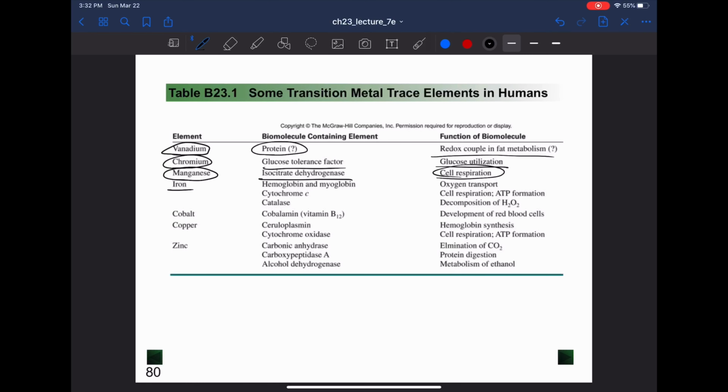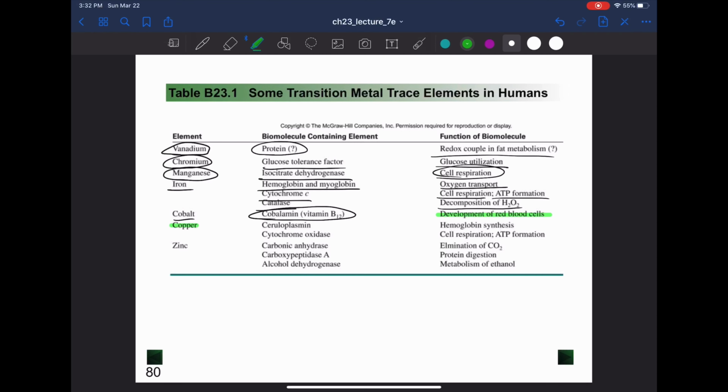Iron is common in hemoglobin and myoglobin, cytochrome C, and catalase. In hemoglobin, it's used for oxygen transport. In cytochrome C, it's used for cell respiration and ATP formation. In catalase, it's used for decomposition of hydrogen peroxide. And cobalt is found in cobalamin. Cobalamin is vitamin B12, and it's used in the development of red blood cells.